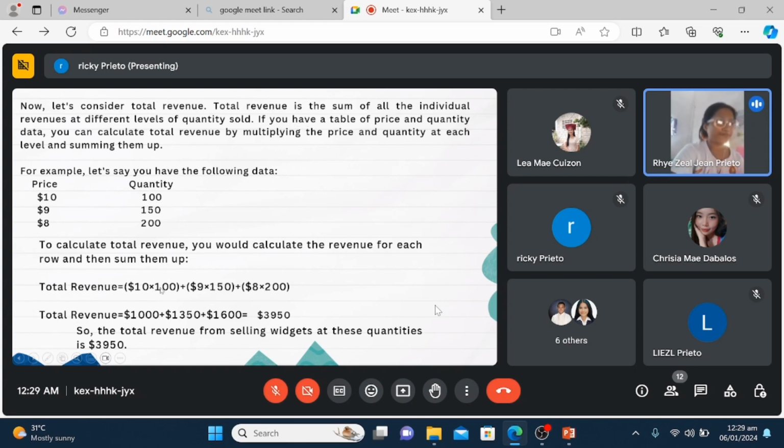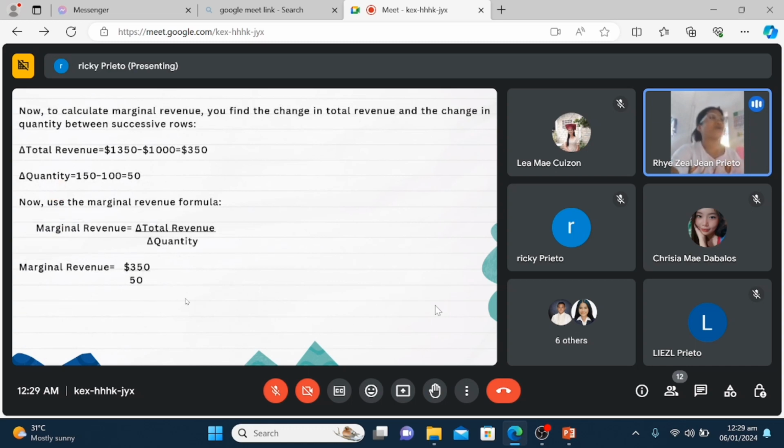You multiply each level, and then when you come up with the results from multiplying, you add them all up. So that will be your total revenue.